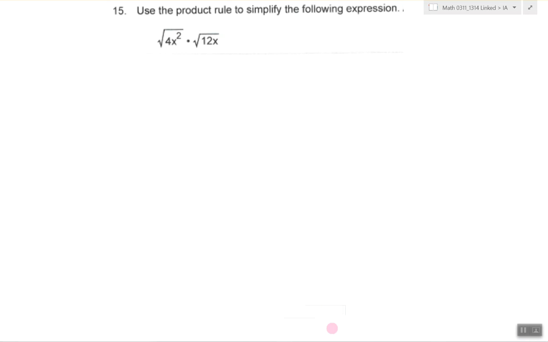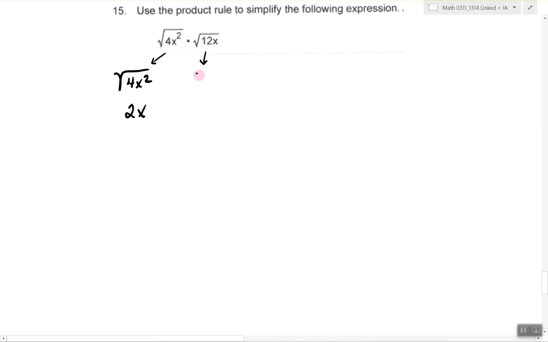All right, it asks us to multiply, but remember what I said. Take each one of them. I have the square root of 4x squared. Can I simplify that? Yes. As a matter of fact, that entire radicand is a perfect square, so that's 2x, radical gone.